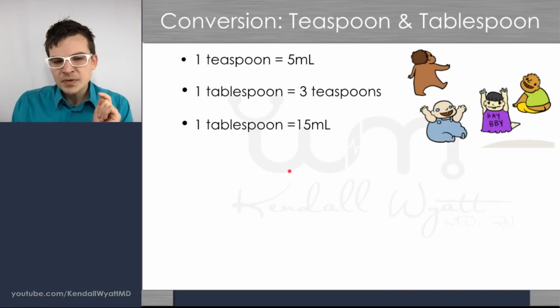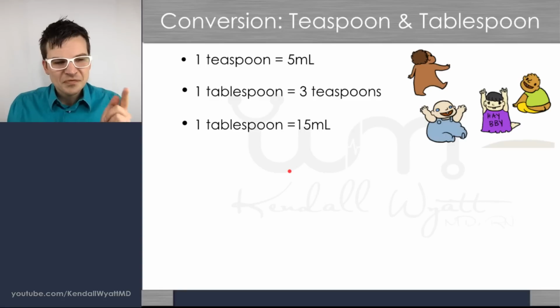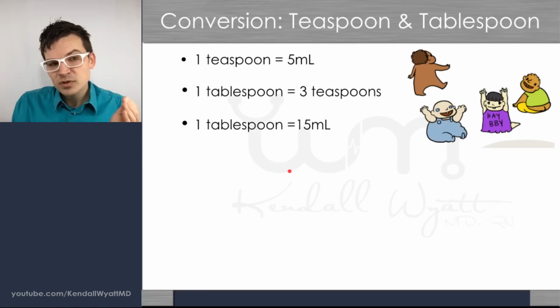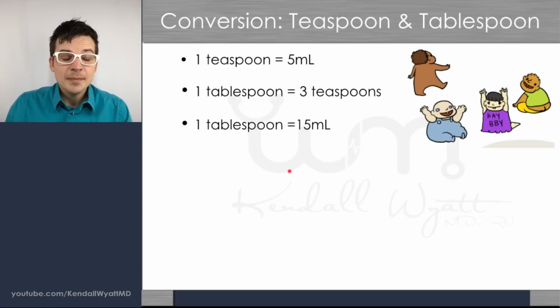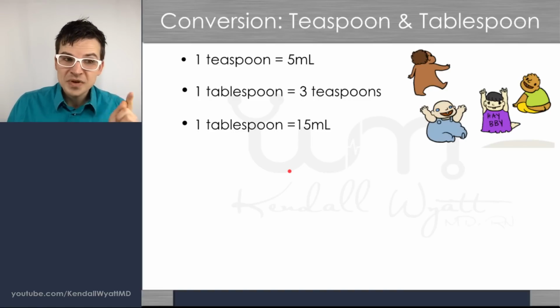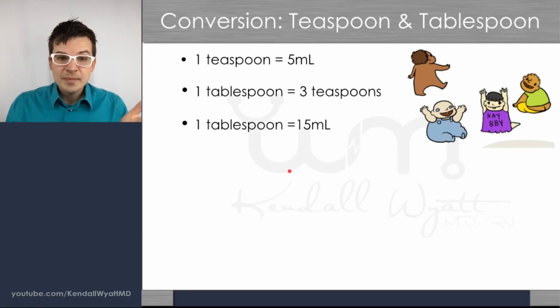A teaspoon is 5 mLs, and a tablespoon is equal to 3 teaspoons, right? But you could also just remember that a tablespoon is equal to about 15 mLs. So 1 tablespoon is 15 mLs, or 1 tablespoon is equal to 3 teaspoons. You could do the math there: 5 mLs times 3 equals 15. That gives you the answer. So let's do a practice question.